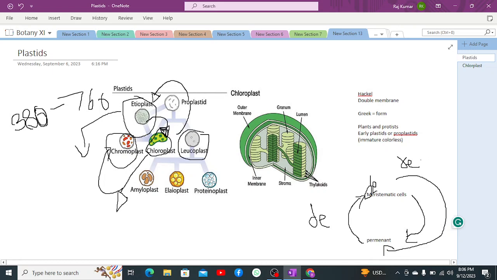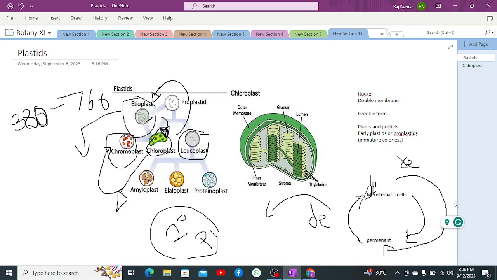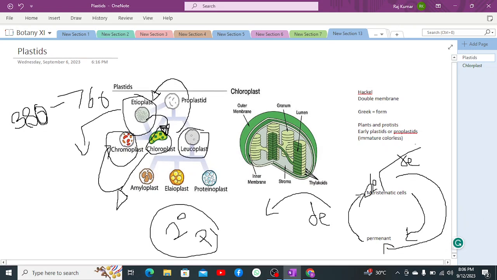Apart from this, redifferentiation and de-differentiation are two processes which occur during secondary growth. During secondary growth in plants, the parenchyma cells are converted into meristematic cells, and then meristematic cells again convert into parenchyma cells. Now, the meristematic cells contain proplastids. When meristematic cells are differentiated into permanent cells, the proplastids are converted into chromoplast, chloroplast, or leucoplast. If it is a green part of the plant, then it would be chloroplast, because it contains the green pigment chlorophyll.